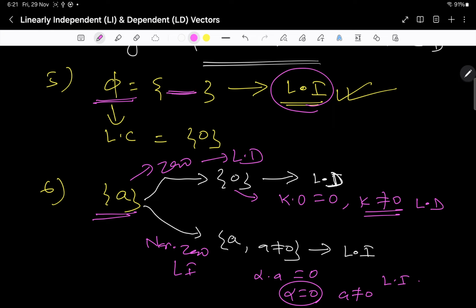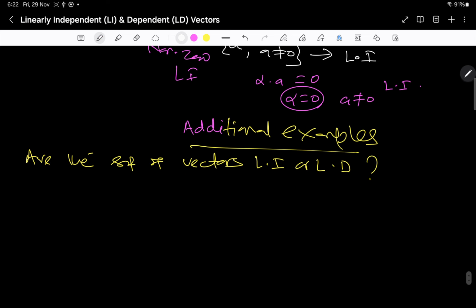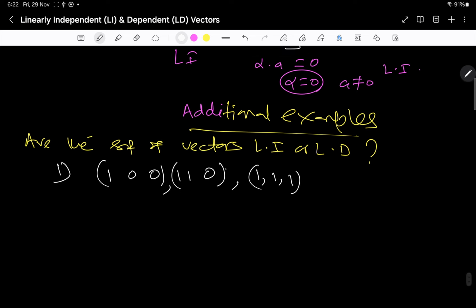But however, if we take the linear combination of the phi, then it is a 0 element here. Let me solve some additional examples. Are the set of vectors, suppose in question number 1, (1, 0, 0), (1, 1, 0) and suppose (1, 1, 1), I am giving these 3 vectors. So, are these LI or LD?